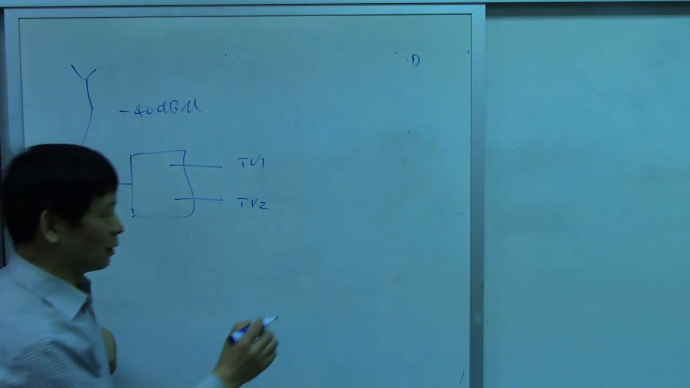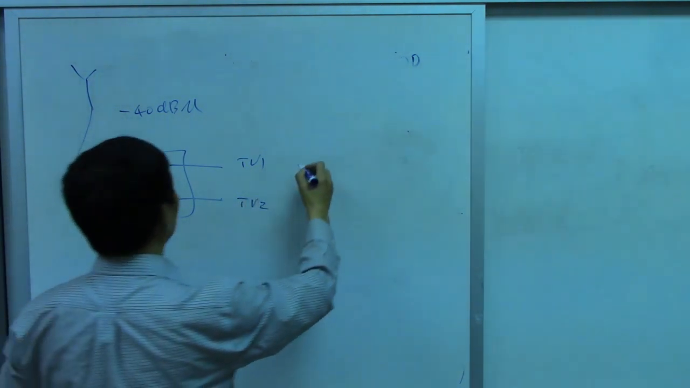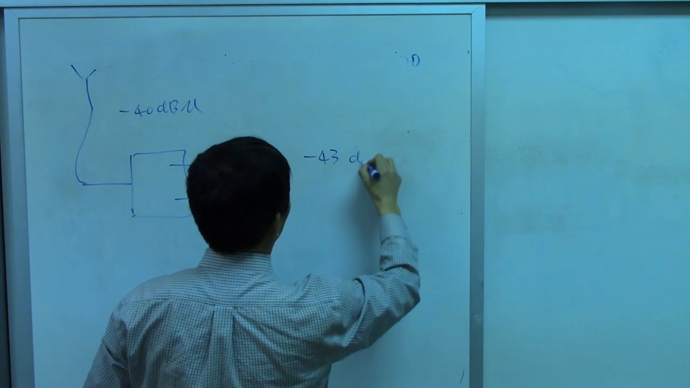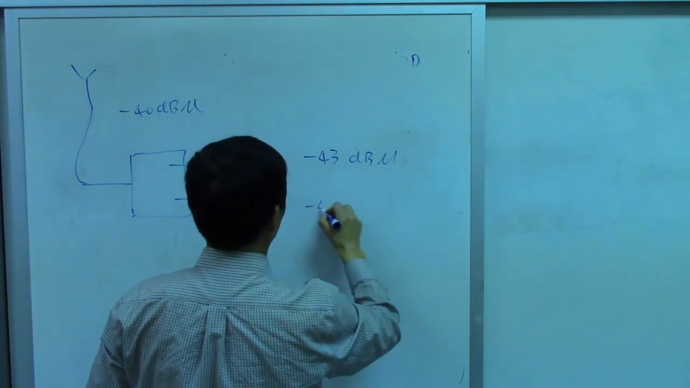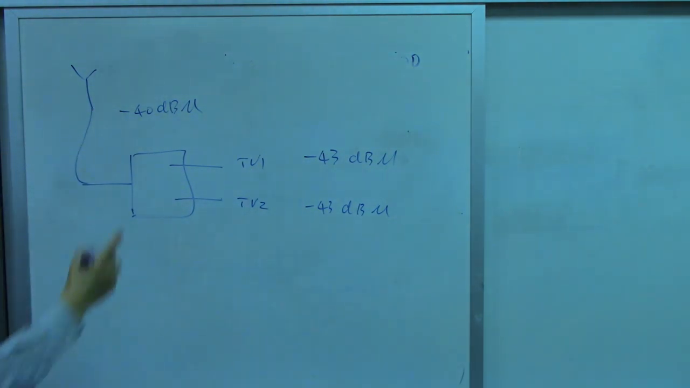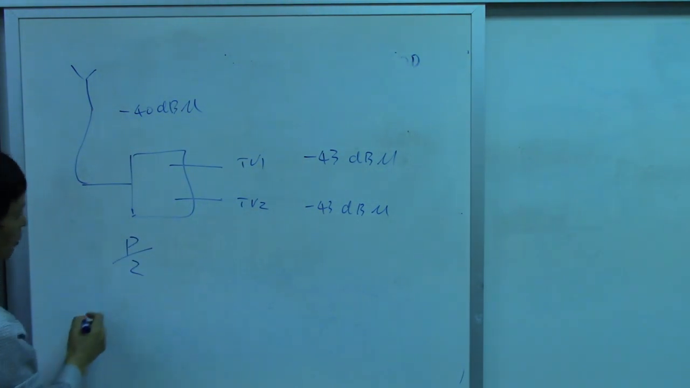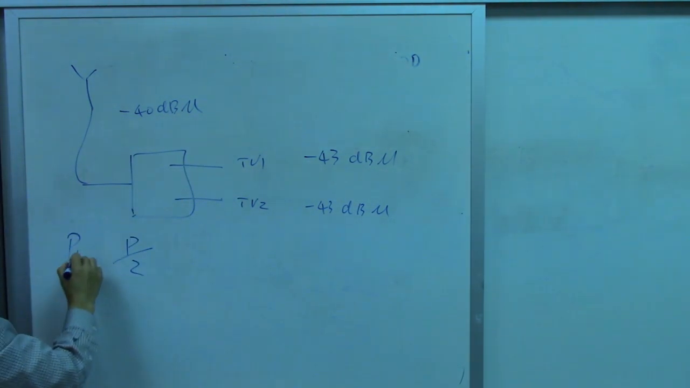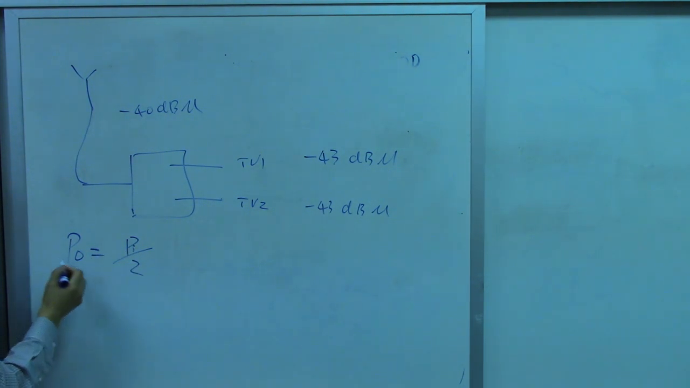Alright, that is not correct. Actually, this one equals negative 43 dB micro. This one equals negative 43 dB micro. Why? Because this power is divided by 2. The output power equals the input power divided by 2.